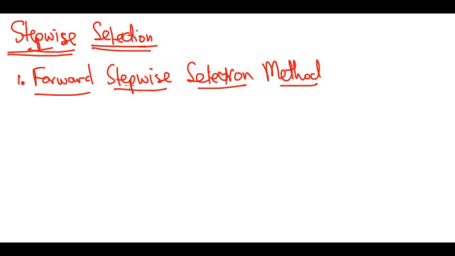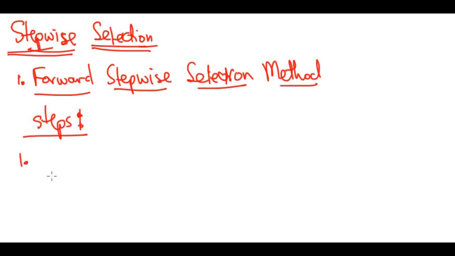This begins with a model with no predictors, and then we add predictors to it. We're going to add the predictors one at a time, and at each step we are going to look at how our model is changing. So let's look at the steps involved here.